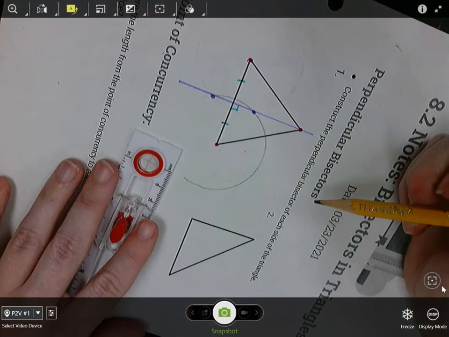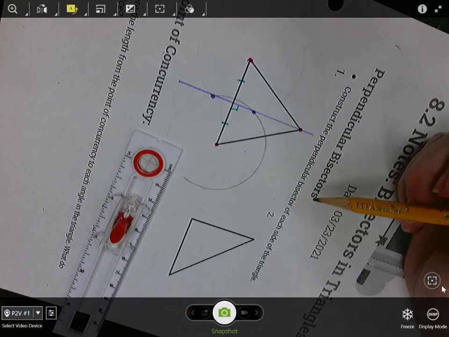Why is mine so big? I mean, I'm going around the whole paper. Look.